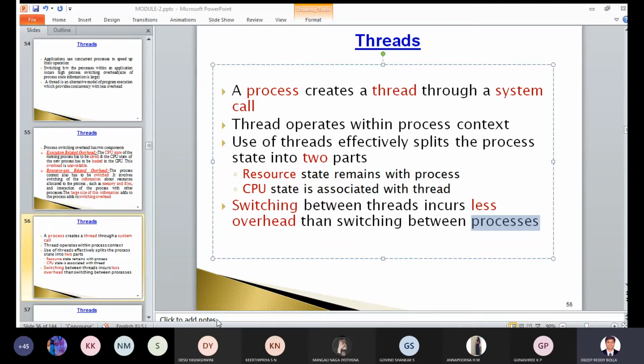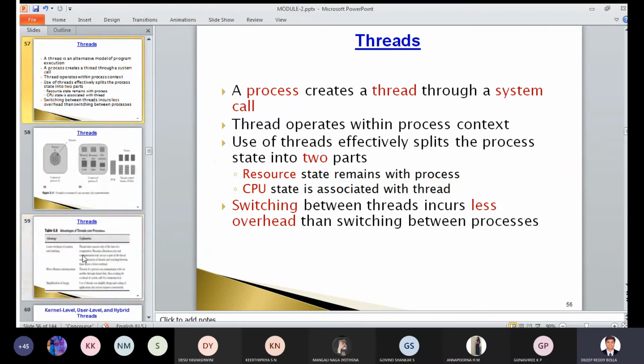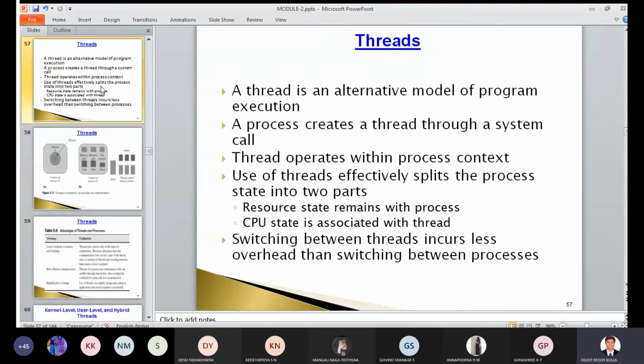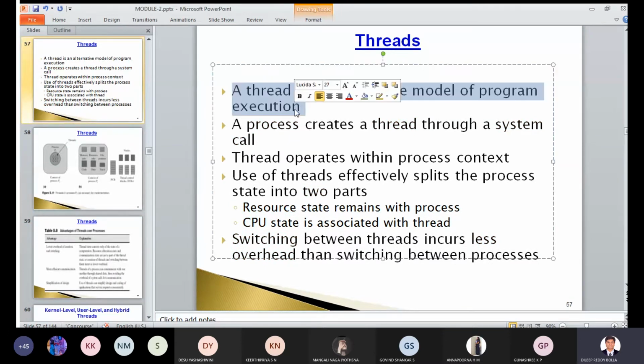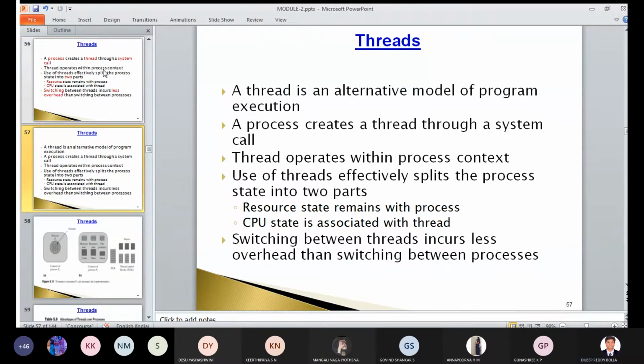So which means you do like this, what will happen? The overhead can be minimized. Overhead is minimized means the processing speed can be increased. So much more effectively it will function. So that's what we have seen. So this thread is what? It's an alternative model for program execution. We have seen that. Yeah, we have seen this process and this was the same slide, right? Okay.